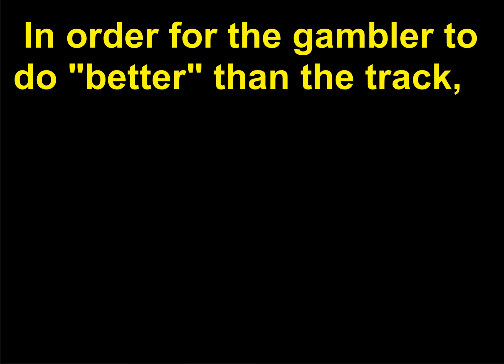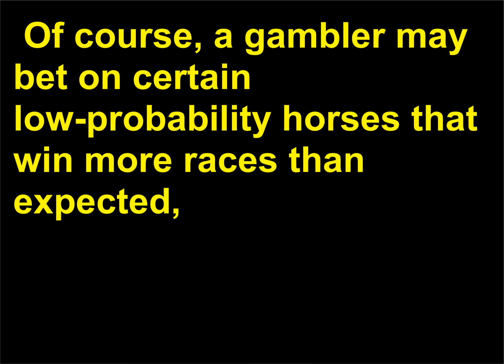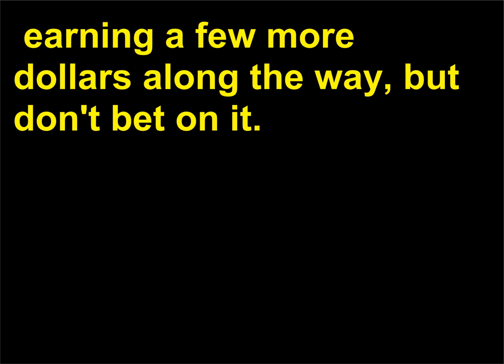There's another way of looking at this type of betting. In order for the gambler to do better than the track, he or she has to win 15 times in 12 races, a physical and mathematical impossibility, which is why the track always makes money. Of course, a gambler may bet on certain low-probability horses that win more races than expected, earning a few more dollars along the way, but don't bet on it.